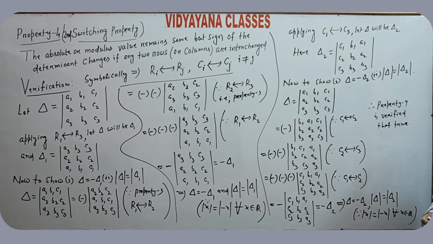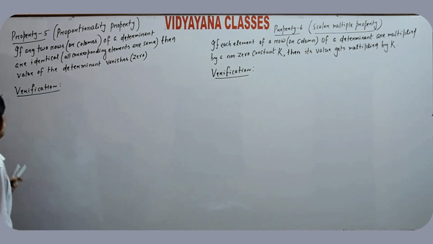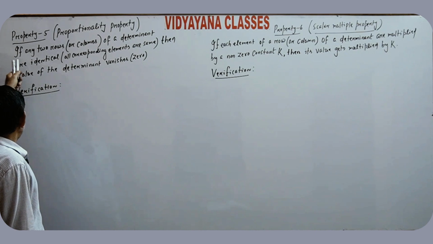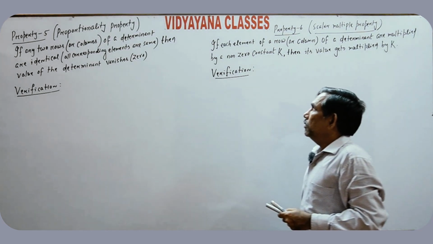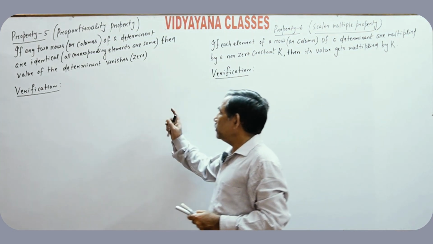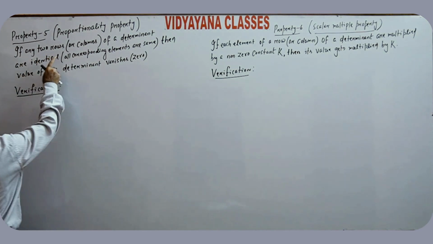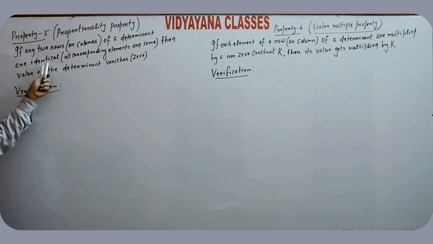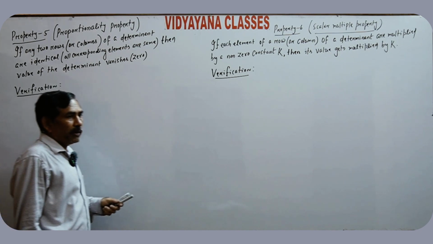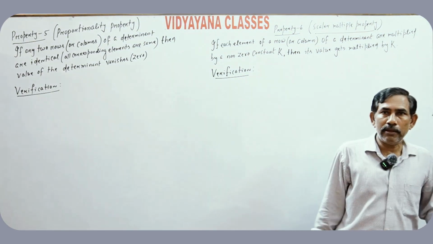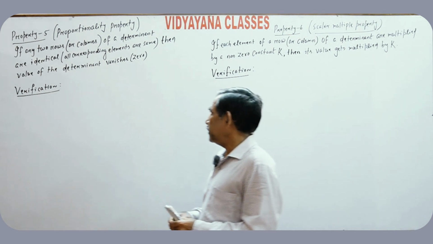Are you clear? Okay. Write down the proportionality property. The statement is: if any two rows or columns of a determinant are identical, then the value of the determinant vanishes, or is 0. If any two rows or columns of a determinant are identical, that means all corresponding elements are the same. The constant of proportionality is 1. Then the value of the determinant vanishes if any two rows or columns are identical.